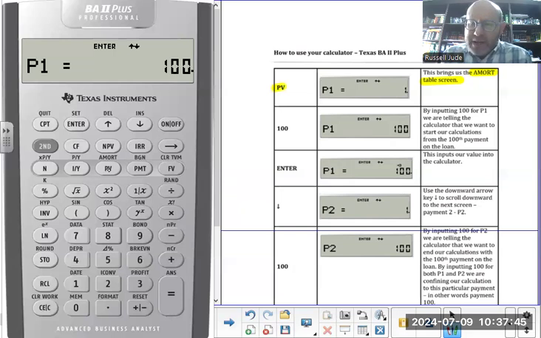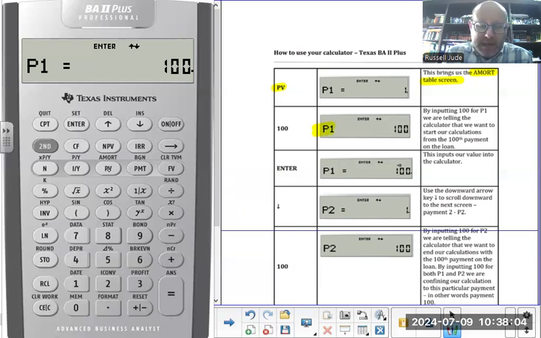Remember what I'm looking for now. I'm looking for payment number 100 and all of its details. The calculator brings up P1. You can see over there on the left-hand side, P1. Okay, and my P1, I've got it in there as 100 already, but it could be any number.